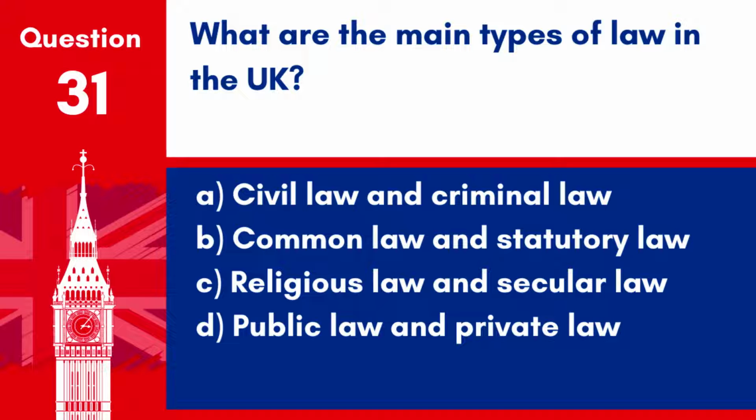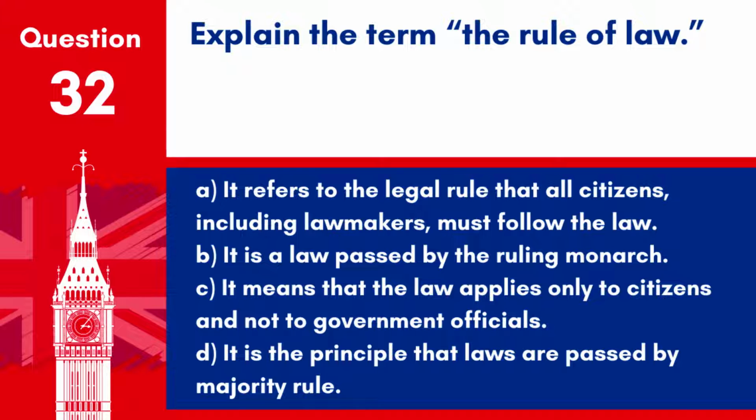Answer. A. Civil law and criminal law. The main types of law in the UK are civil law, which deals with disputes between individuals, and criminal law, which deals with offences against the state. Question 32. Explain the term, the rule of law.